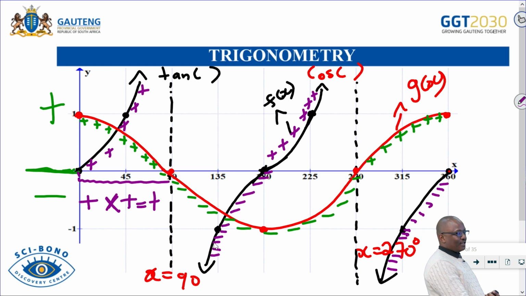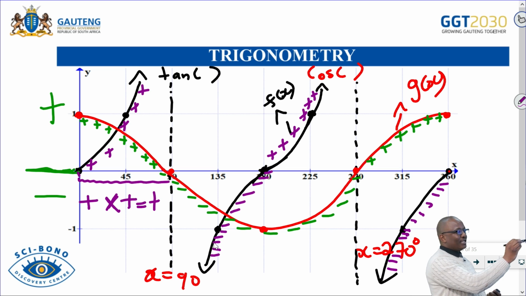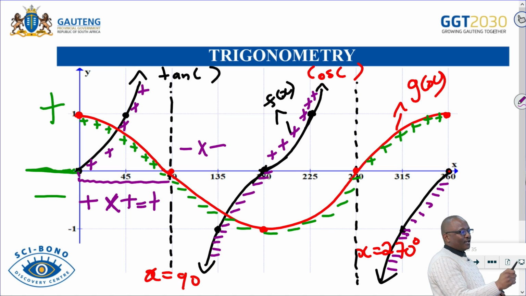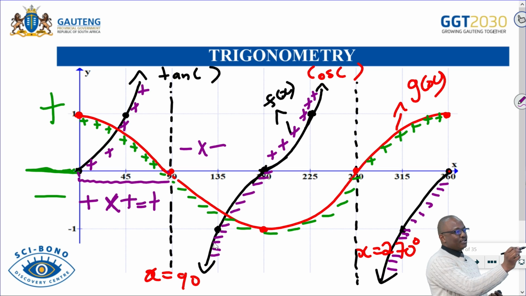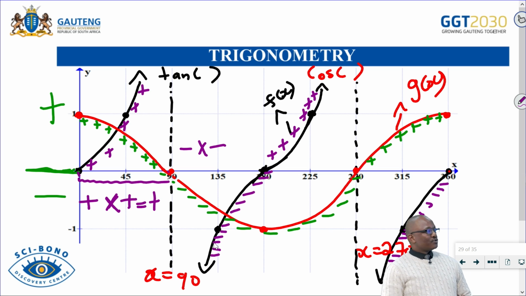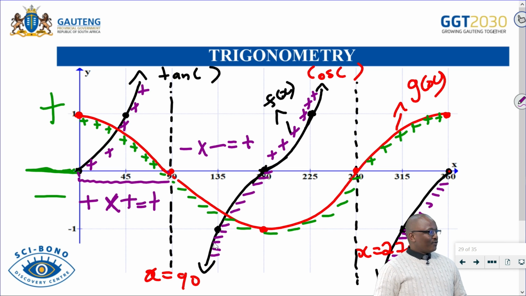Next interval is from 90 to 180. From 90 to 180, you have negative multiplied by negative. Remember, the graph of cos is negative, and also the graph of tan is negative between 90 to 180. So negative multiplied by negative, you will get positive.